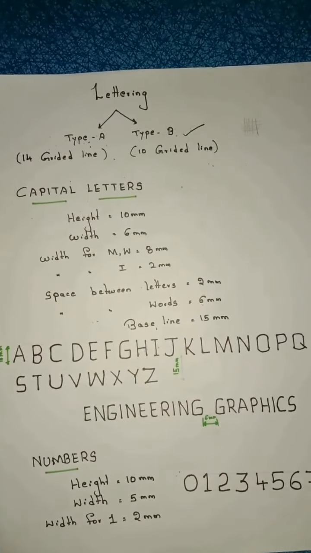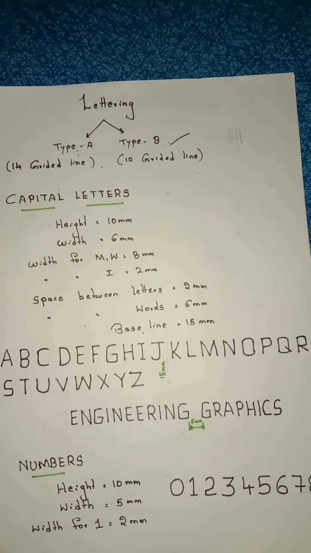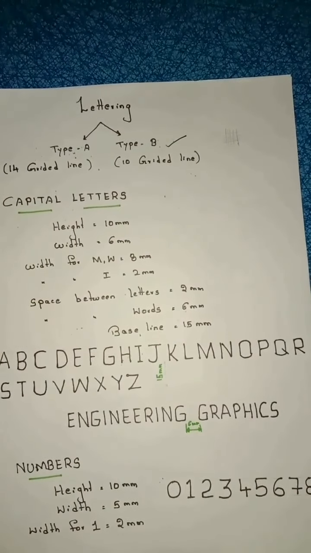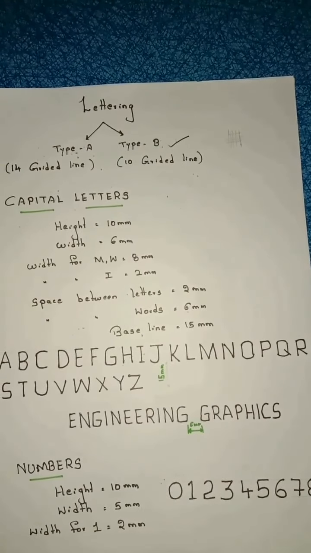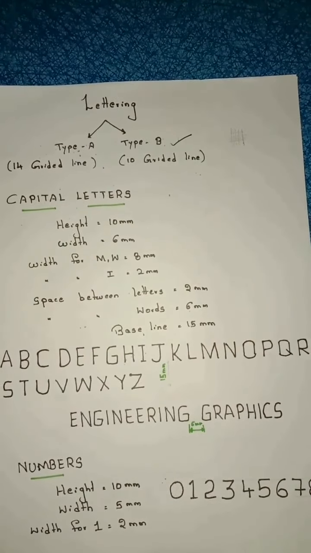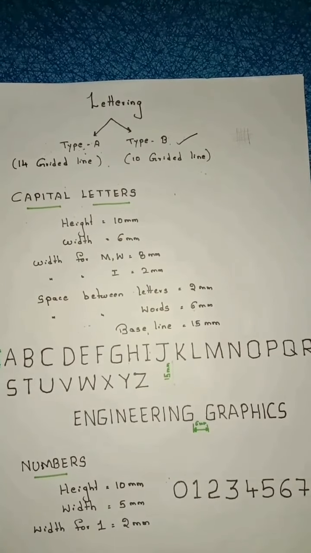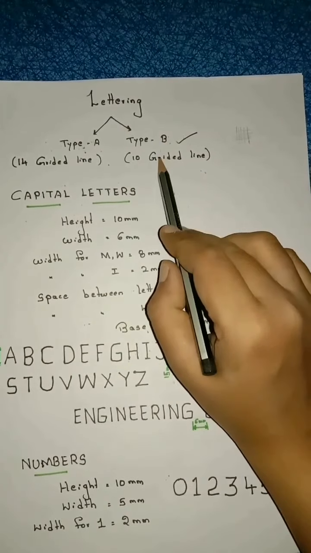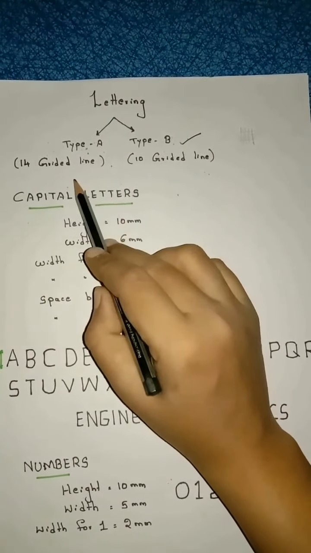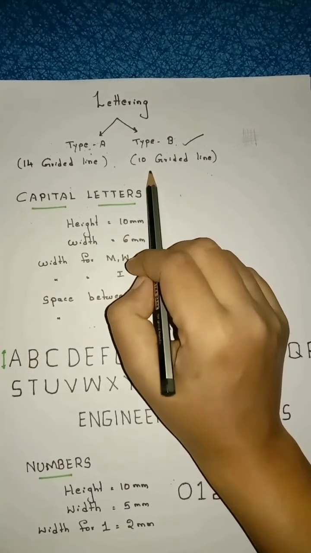So if you see the graph paper, one box consists of 10 horizontal lines and 10 vertical lines. That is nothing but a grid, right? One box consists of 10 horizontal lines and 10 vertical lines. So we are following type B lettering. Type A lettering is international level. We are not following this. We are following only type B, right?